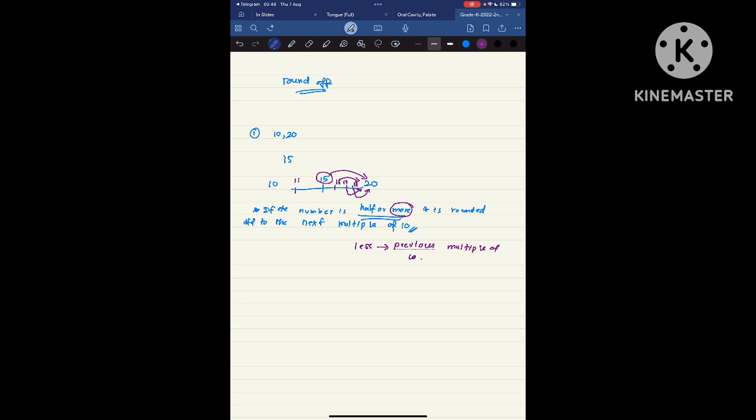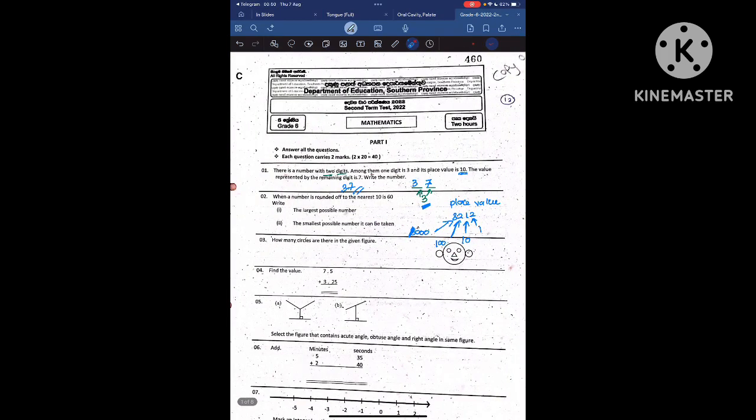For an example, 11 is rounded off to 10. 12 is rounded off to 10. 13 is rounded off to 10 only. 14 is also rounded off to 10. But if it is 15, it is rounded off to 20. If it is 16, rounded off to 20. 17 rounded off to 20. This is if the question is round off to the nearest multiple of 10.